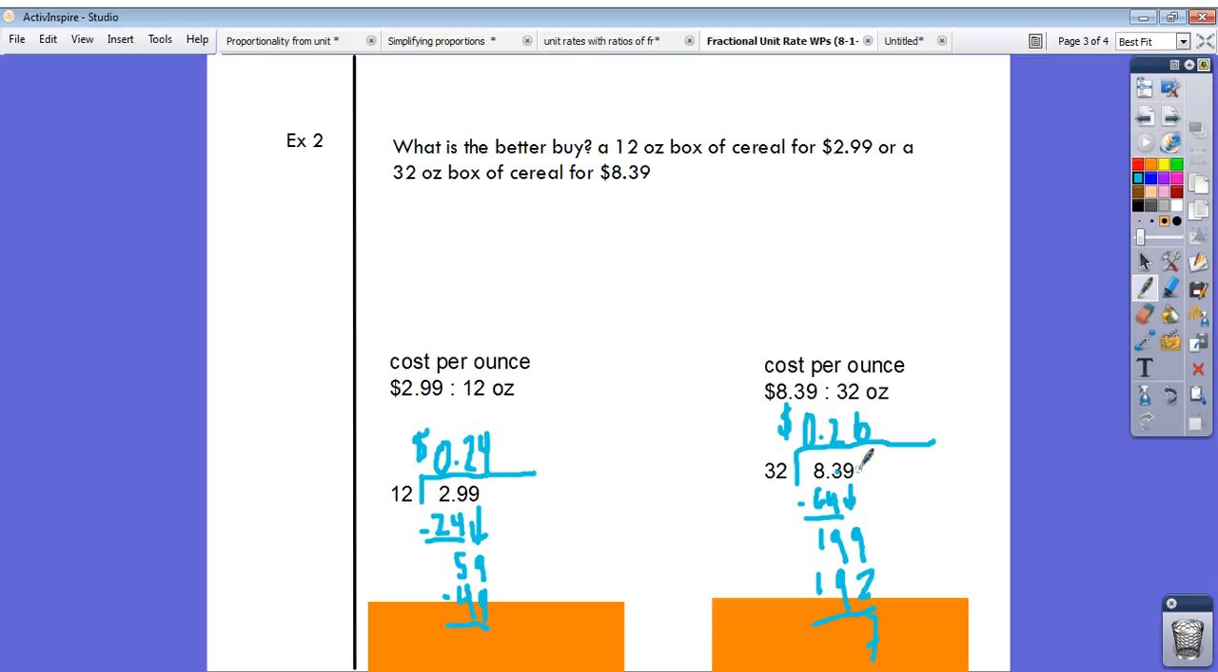Okay, now let's go back to our question. We have our 2 unit rates for our 2 different boxes. The question was, what is a better buy? As in, which one is cheaper? A 12-ounce box of cereal for $2.99 or a 32-ounce box of cereal for $8.39? Think to yourself, what is the better buy?